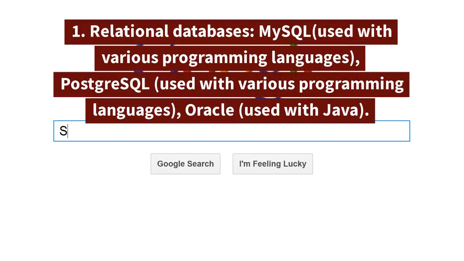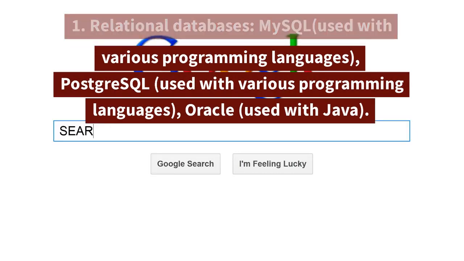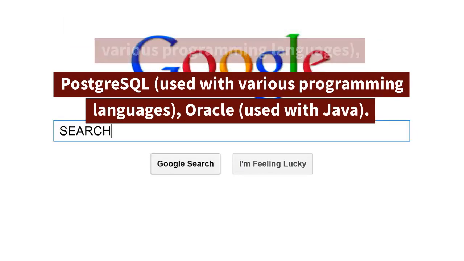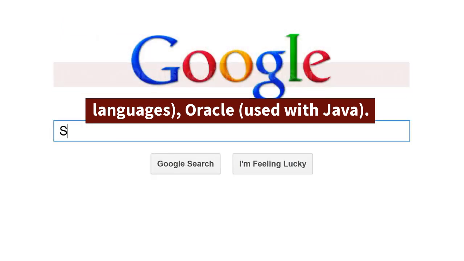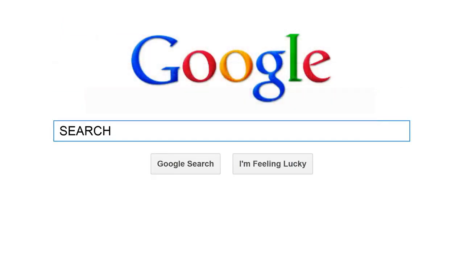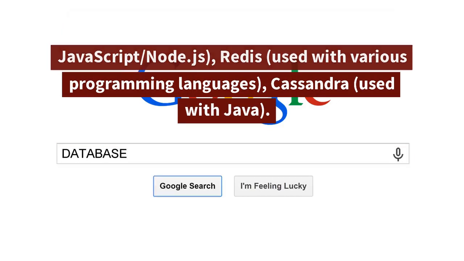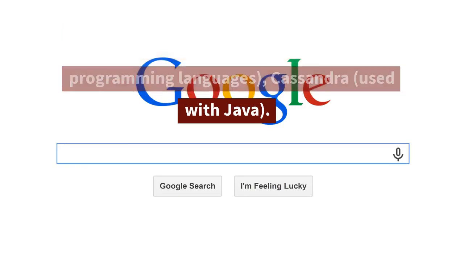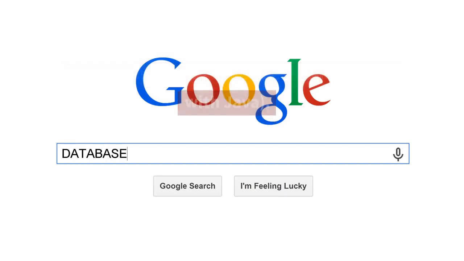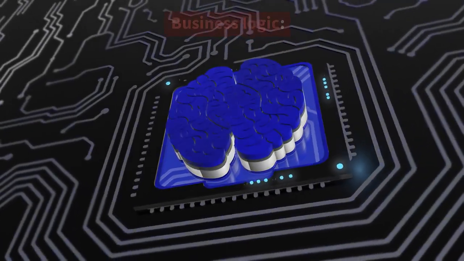Data storage and retrieval. 1. Relational databases. MySQL, used with various programming languages. PostgreSQL, used with various programming languages. Oracle, used with Java. 2. NoSQL databases. MongoDB, used with JavaScript/Node.js. Redis, used with various programming languages. Cassandra, used with Java.